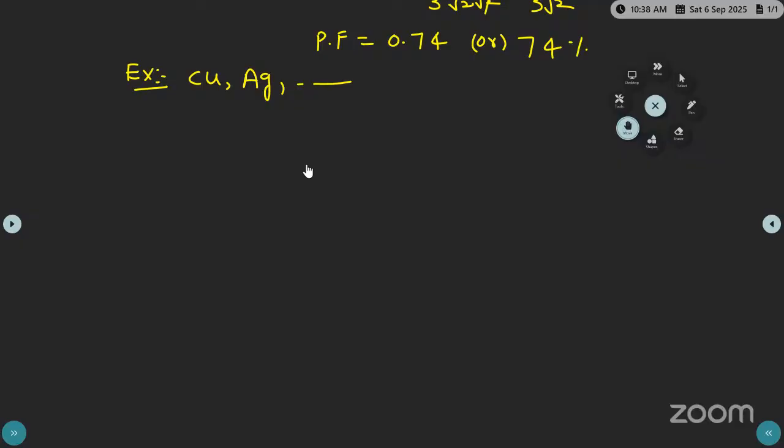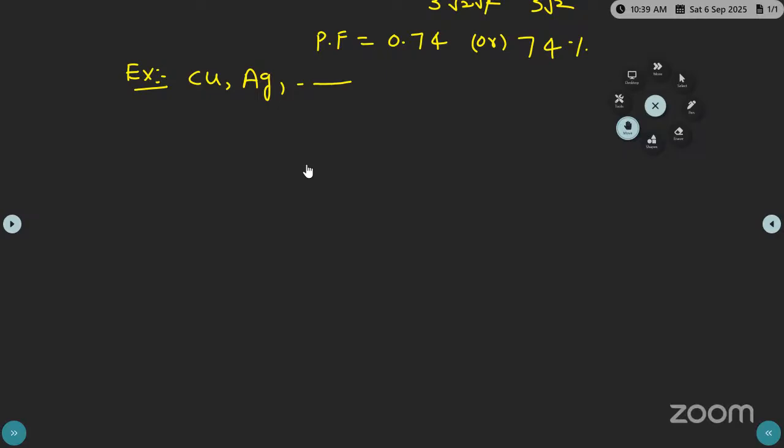Right. What is our next topic? Our next topic is related to the Miller indices. What are the Miller indices? What is the chapter name? Crystallography and X-ray diffraction. Right.